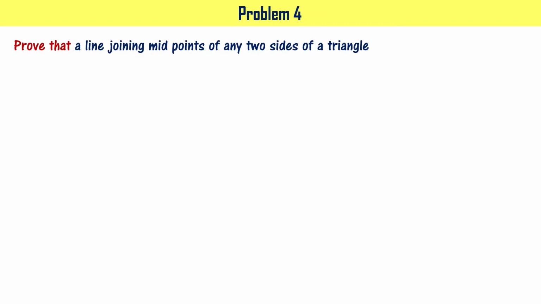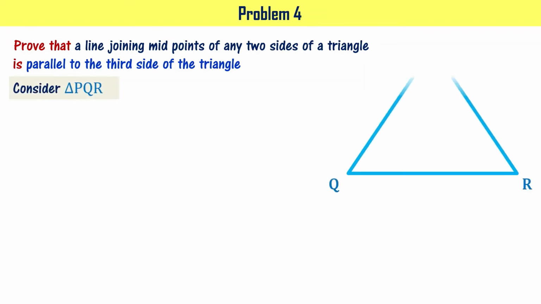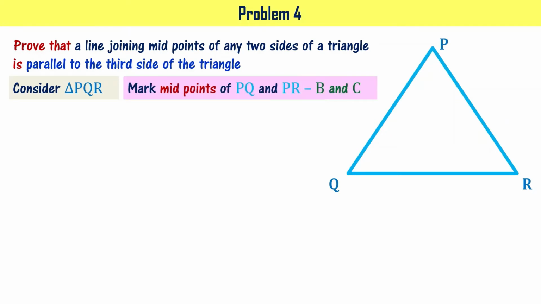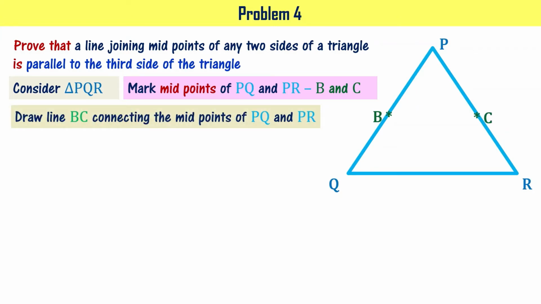Prove that line joining midpoints of any two sides of a triangle is parallel to the third side of the triangle. Let's consider triangle PQR as shown here and mark midpoints of PQ and PR. Those are B and C as shown in the figure. Now let me connect B and C such that you get line BC. Since B is midpoint of PQ, PB is going to be equal to BQ, right? It means PB by BQ can be written as 1, right?